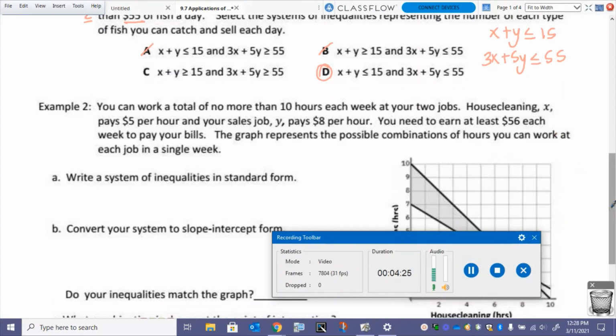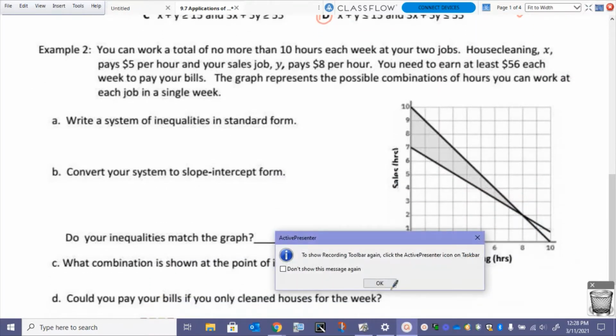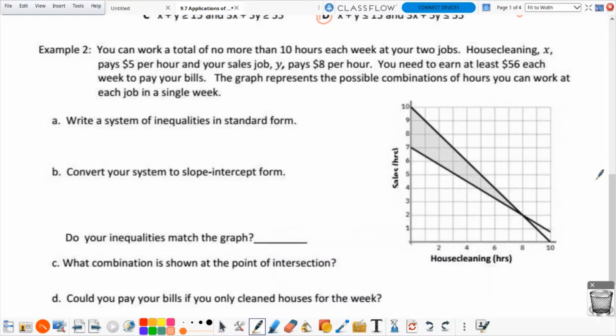All right, so let's look at example 2. It says you can work a total of no more than 10 hours. So no more than 10 hours means we can work up to 10, but no more. That's going to be less than or equal to 10 hours each week at your 2 jobs.